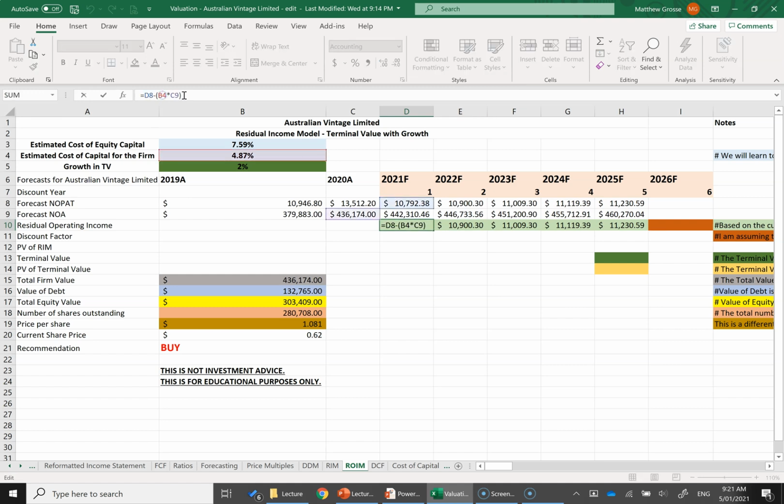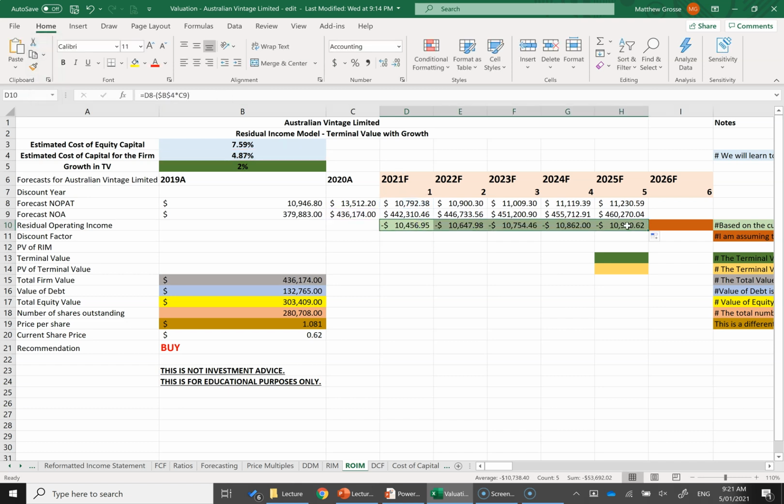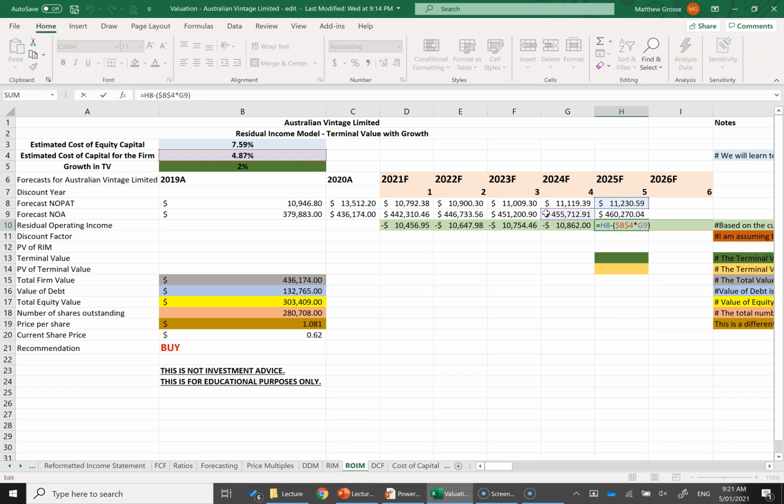When I select this cell, I need to put the dollar signs around it so it stays referencing that one. Okay. In year 5, NOPAT minus the cost of capital for the firm times the prior year, in this case, year 4 NOA. So I've now got my residual operating incomes calculated for each year, and they're negative numbers, which isn't a good sign. That means we're forecasting that this company would be destroying value. They're generating returns less than their cost of capital.